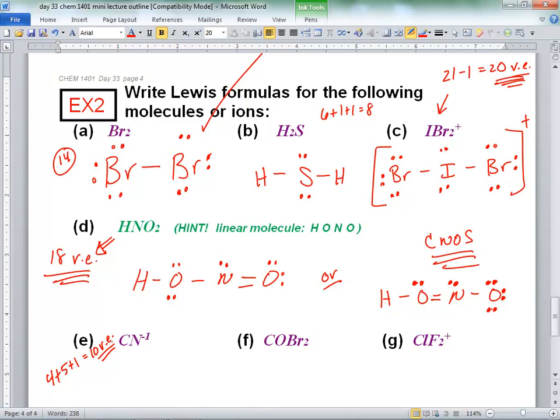See what the folks around you are doing. You have 10. 2, 4, 6, 8, 10. You've got 12. You can't do that. You have 12 electrons. You can't do that. So whatever model you write, make sure you're only using 10 electrons total. And try to make everybody happy.